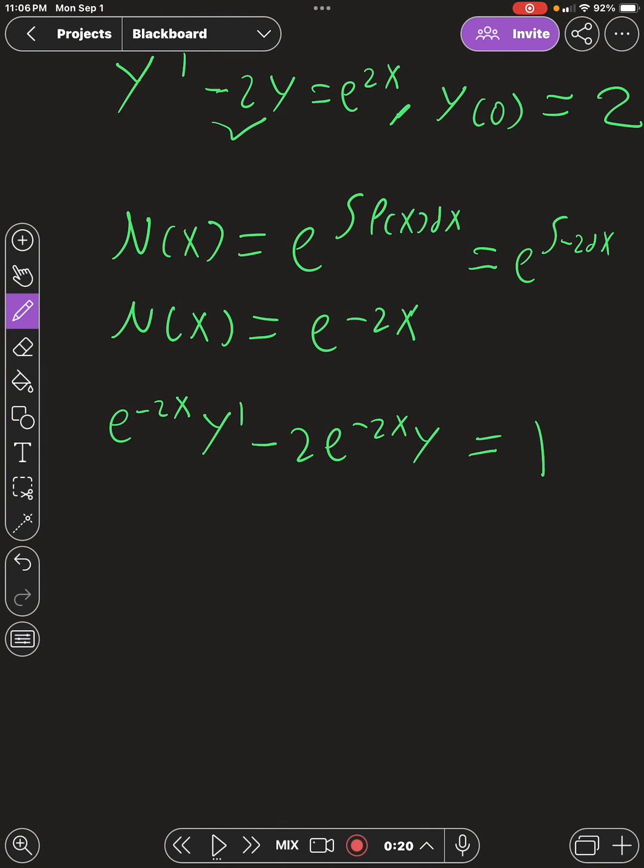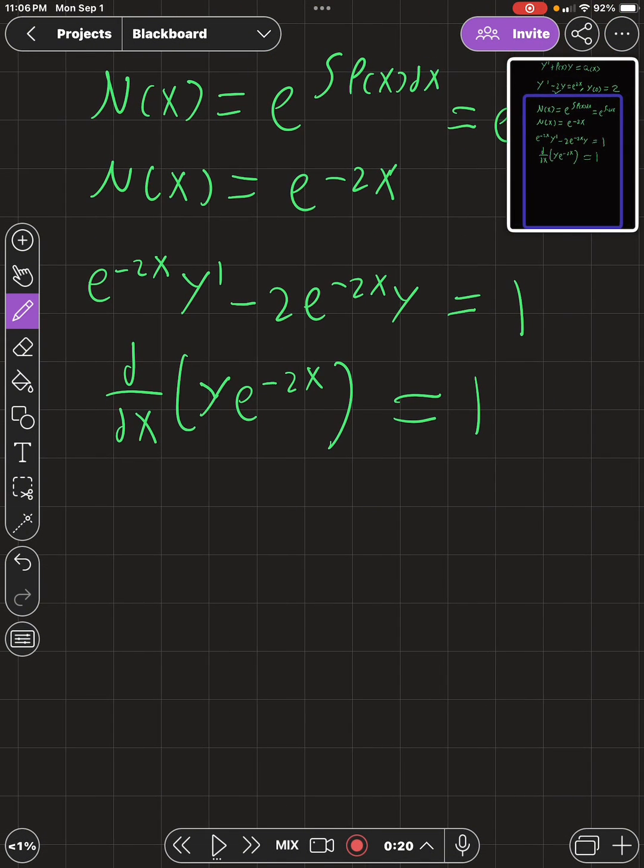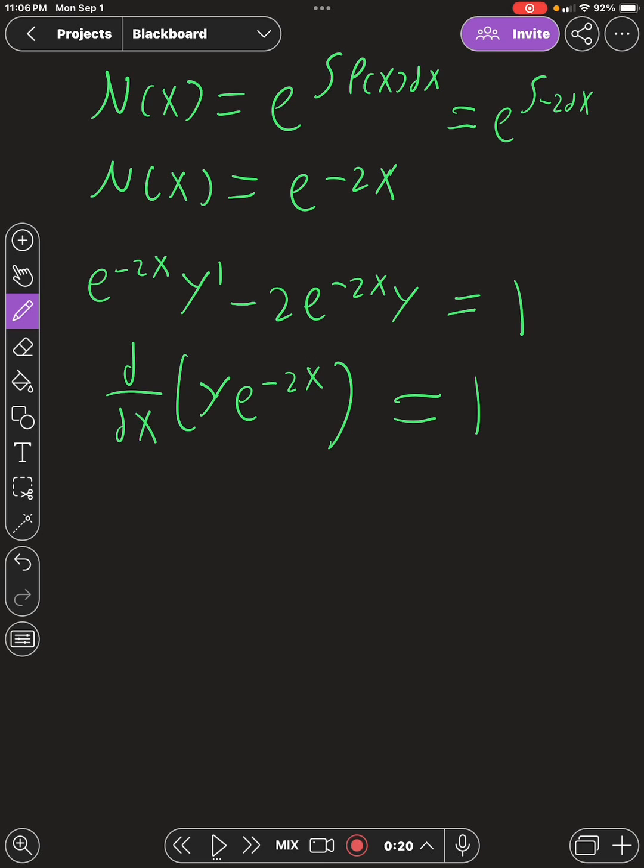So now, as before, the whole point of the integrating factor, we can recognize the left side as a derivative. On the left side, we're going to have d dx, the derivative with respect to x of y times the integrating factor. And what's the integrating factor in this case? It's e to the -2x. This is going to be equal to 1. So from here, we can just use some good old integration. We're going to integrate with respect to x. And on the left side, the d dx is going to cancel out.